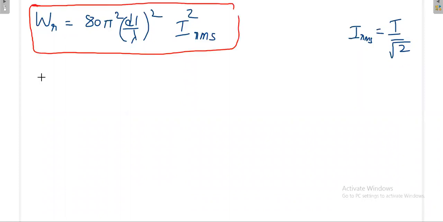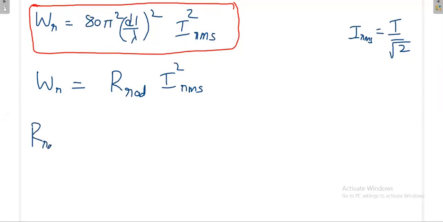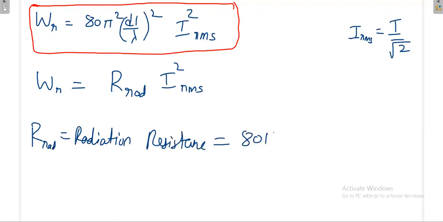So you know that W radiated is the total power radiated, and total power means watts. Then this term, I call it the radiation resistance, multiplied by I squared RMS. I'm comparing with circuit analysis: when I have a power in watts as I squared times something, that something is a resistance. So that resistance I call the radiation resistance, R rad, which is equal to 80 pi squared (dl by lambda) whole squared.